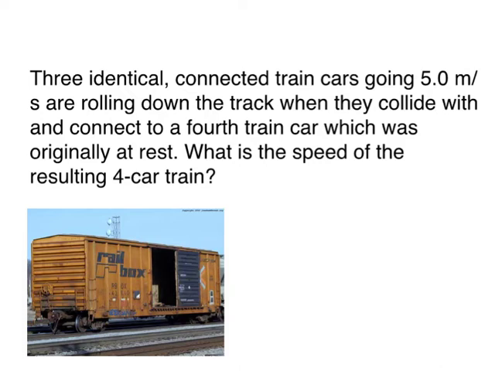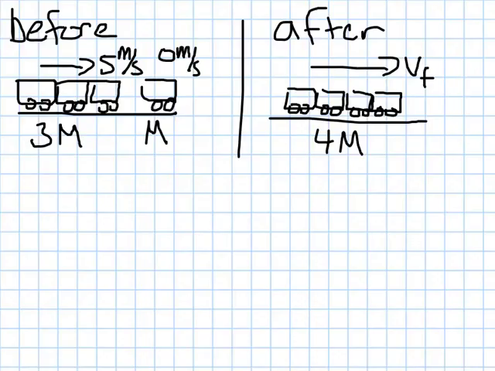This is where 2 or more objects collide together and stick and then move after the collision as though they were one object. So I've gone ahead and made a sketch of what's going on before the collision and after the collision. Before the collision, I have the 3 train cars moving together at 5 meters per second. And there's a 4th train car that's sitting at rest, 0 meters per second. After the collision, there are 4 train cars all moving together with the same V final.